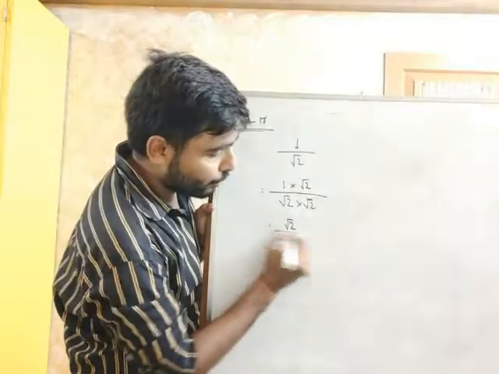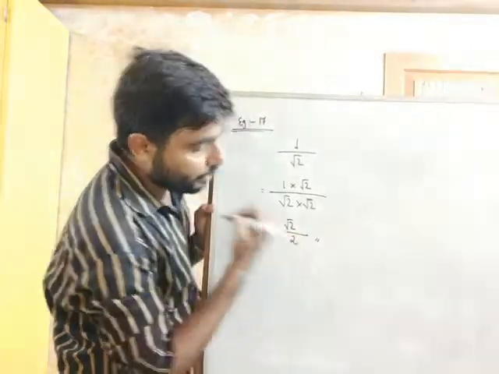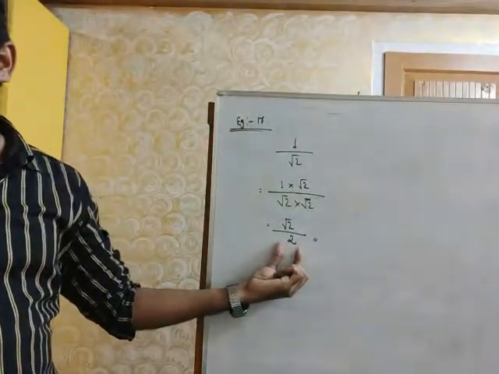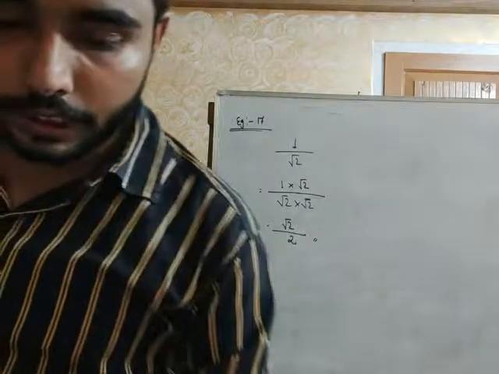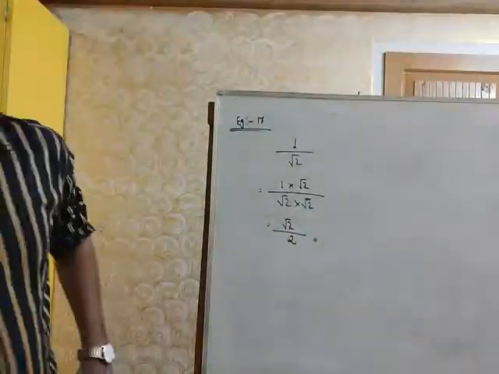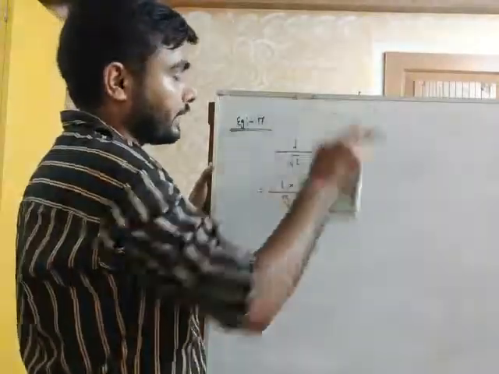1 into √2 is √2, and √2 into √2 is 2. Now see, your denominator is rationalized. Clear? This is how we will rationalize the denominator. So let's see example 18, 19 and 20 same.